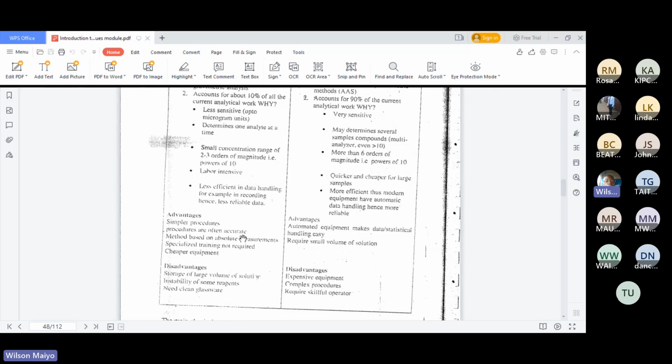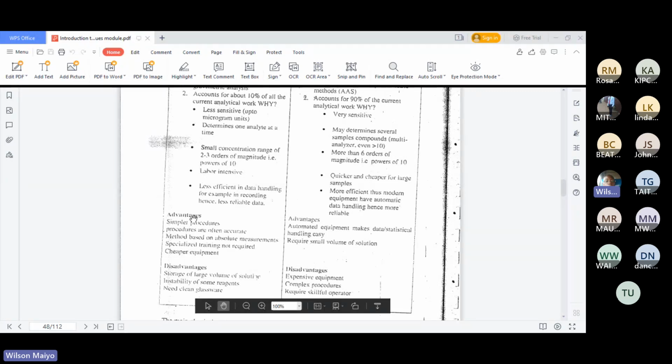They are based on absolute measurement of volume or mass. Now, the other advantage is that, of course, the method is based on absolute measurement, very straightforward, very clear measurement of volume and weight. But when you move to instrumental, they measure absorbance, very complicated measurements that might not be so clear to us.